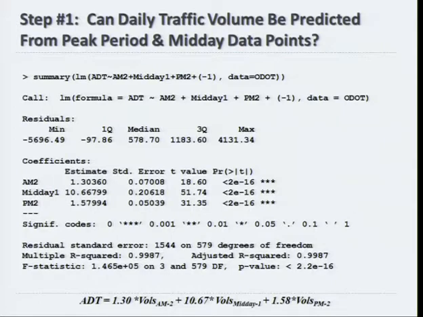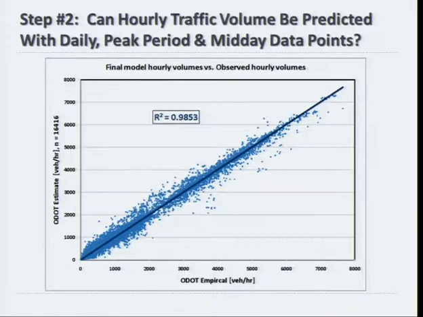Oh, I didn't show you this. Guess what? Here's our output for the 24-hour ADT. And as you can see, we got very highly significant parameter estimates. It fit really, really well. Yeah, we got a 0.99 R squared. Let's go ahead. Here is what we got doing the individual 19 hours of the day.